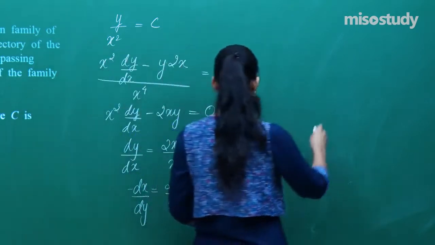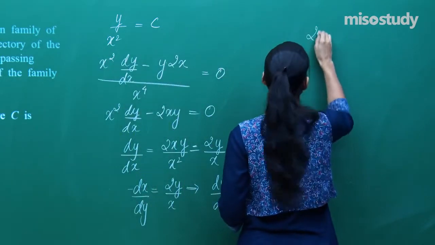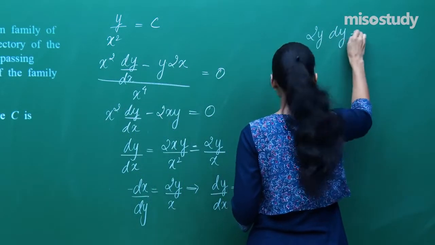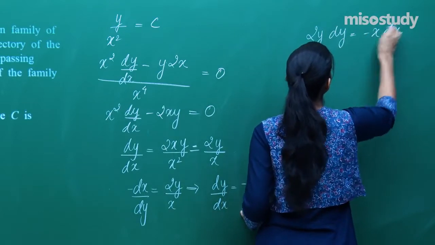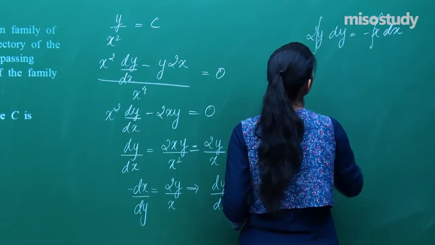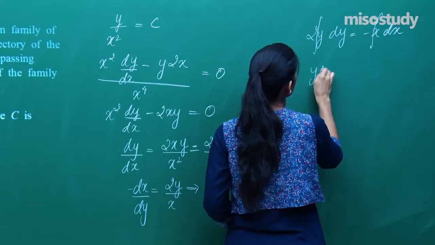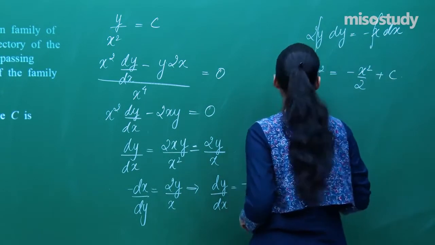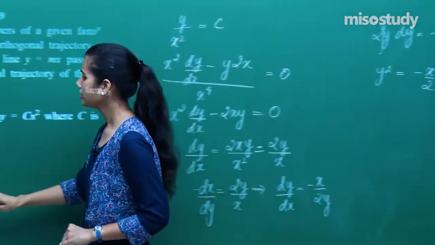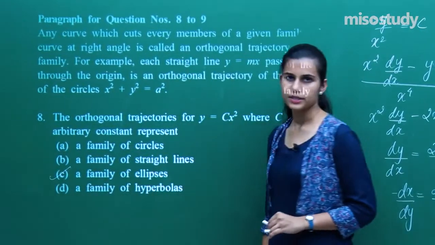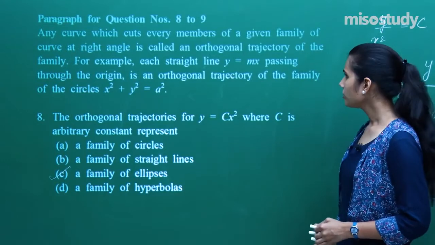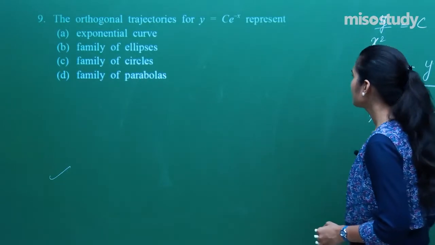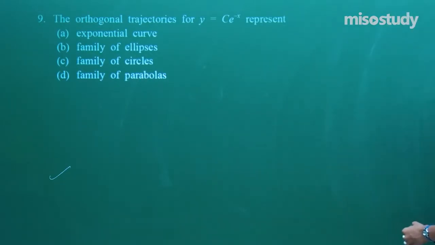Now it's the time to integrate, you get 2y dy equals minus x dx, and now when you integrate you get 2y square by 2 equals minus x square by 2 plus c, which is very clearly representing a family of ellipses. If I talk about the next one under the same paragraph question, it is now giving me another curve. Let's talk about its orthogonal trajectories.